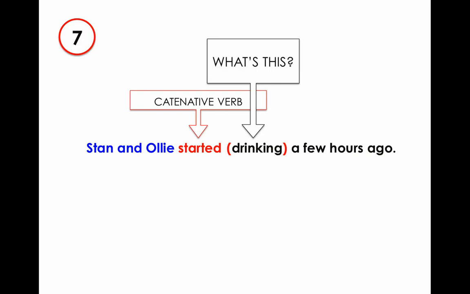Started goes with the verb drinking here. And what we can ask is, what's this? What are we going to make of this word drinking in this part of the sentence? So hang on, let me put that line back down. If I say Stan and Ollie started the car, and I ask, what's the car? I can ask, what did they start? The car. That means the car is the object.